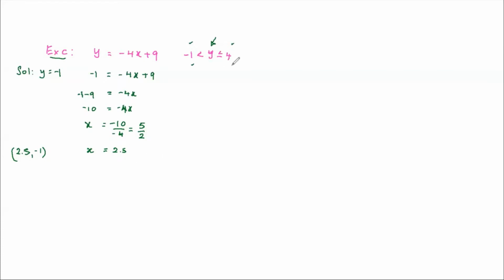Now we try the other number, 4 here. So when y equals 4, you replace it in the equation again. So it becomes 4 equals -4x plus 9.